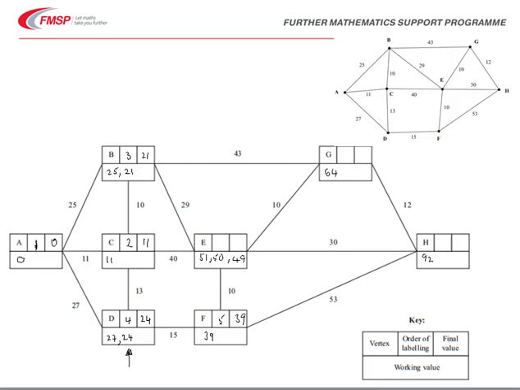So the smallest of these now is E, so that's the sixth point to be labelled with a final value of 49. Working forward from there to G gives us 59, and to H from E, 49 plus 30 is 79.